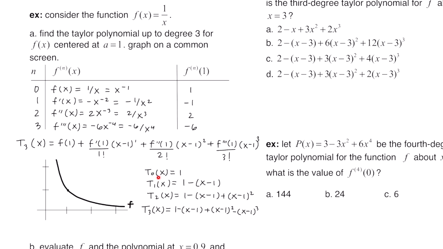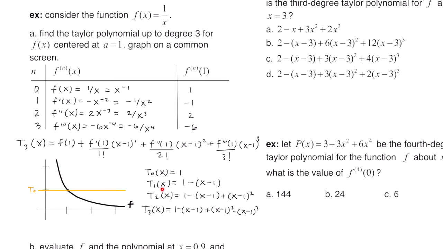Next we're going to graph these Taylor polynomials on this curve. So for our first one, t sub 0 of x, it's just equal to a constant value of 1. So t sub 0 hits the graph of f right at 1, but that's about it. This is clearly not a good representation of this curve at 1, so we'll keep going.